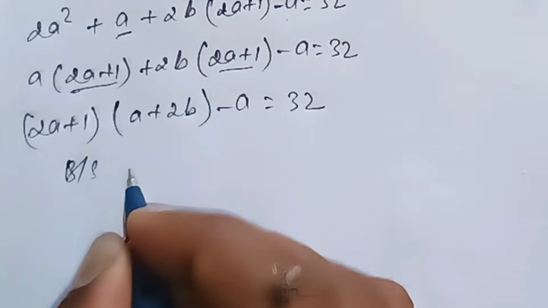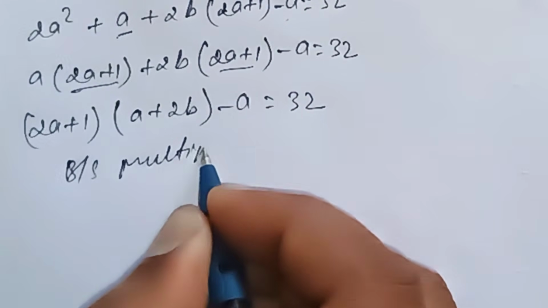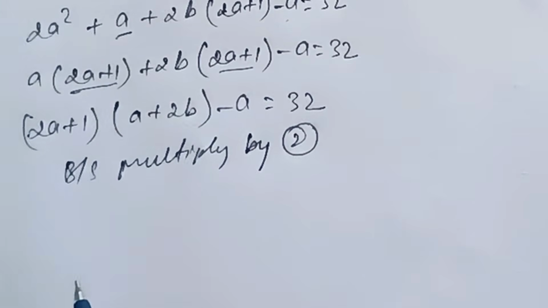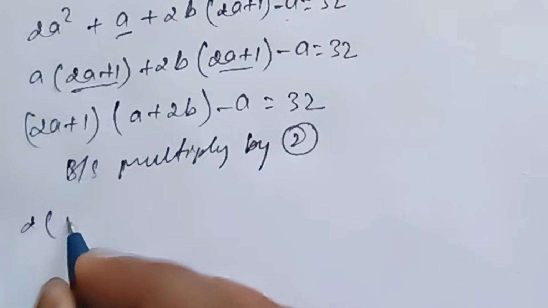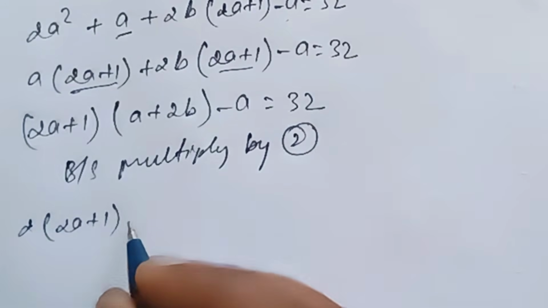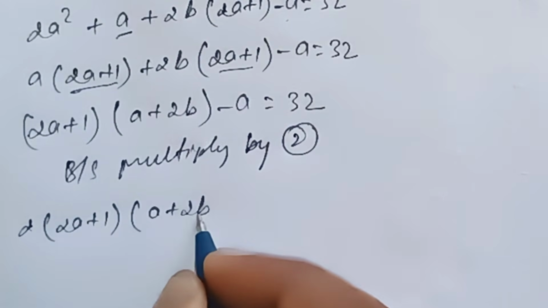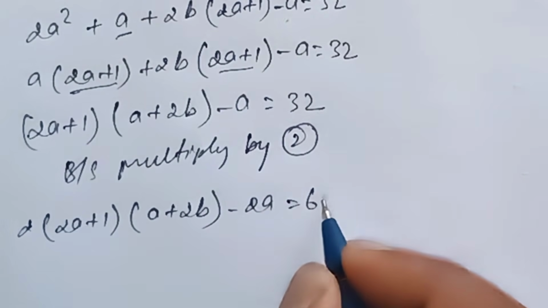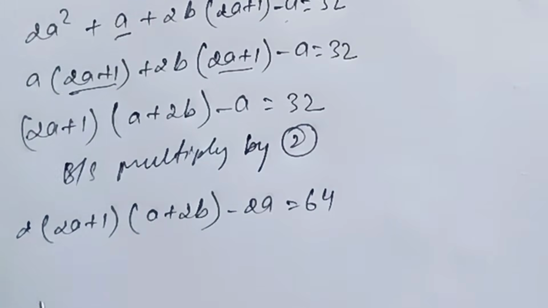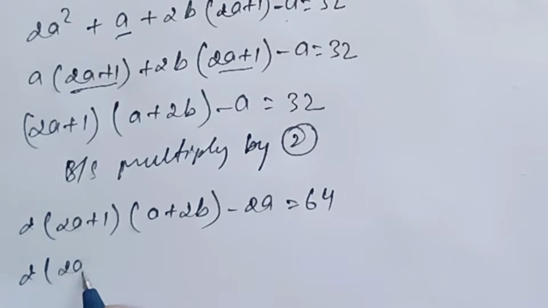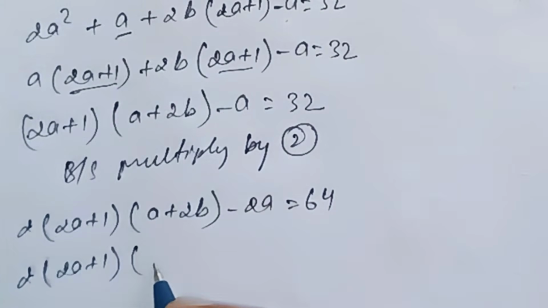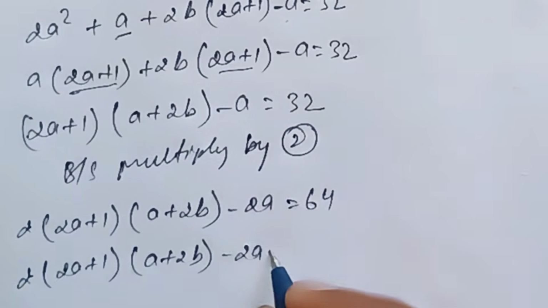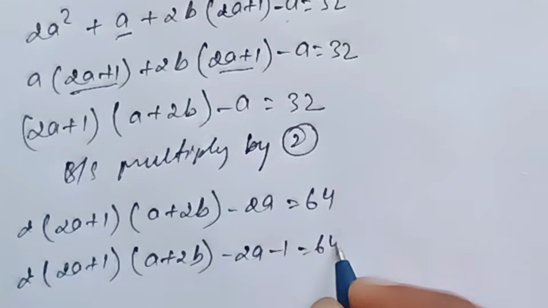So that both sides multiply by 2. Therefore, 2 into (2a plus 1)(a plus 2b) minus 2a is equal to 32 into 2, that is 64. So that 2(2a plus 1)(a plus 2b) minus 2a minus 1 is equal to 64 minus 1.